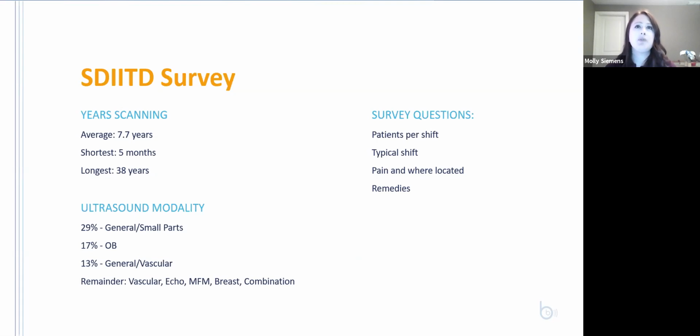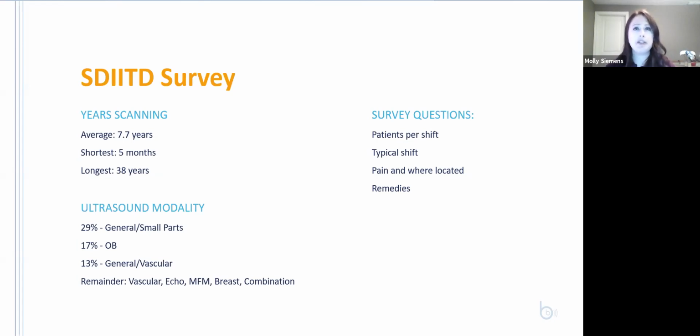Another survey question was in regard to the area or areas of ultrasound each respondent practices. Most responses to this question were general small parts at around 29% of the 106 respondents that we got, with OB being second at 17%, and the combination of general vascular, the third most popular at 13%. Other reported areas included vascular, echo, MFM, breast, or a combination of multiple areas.